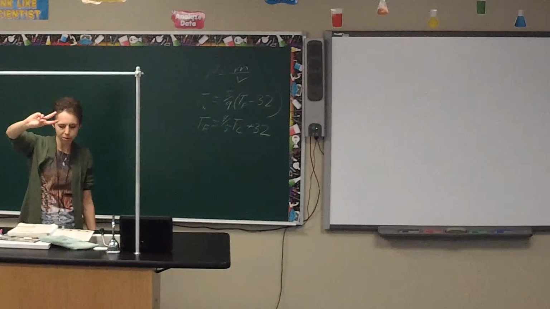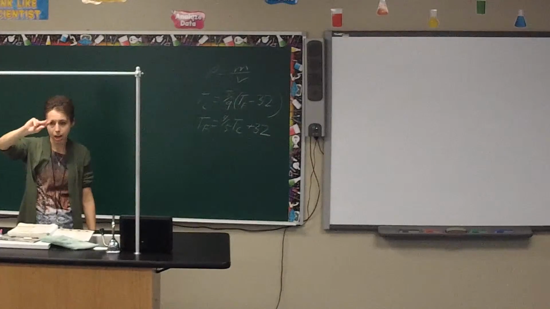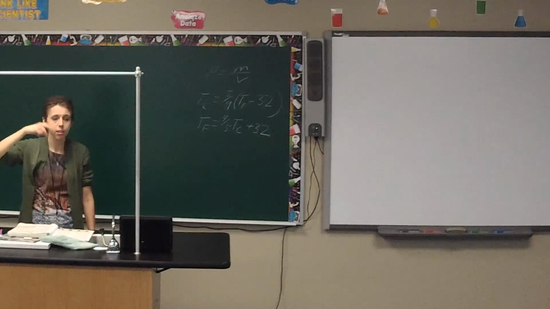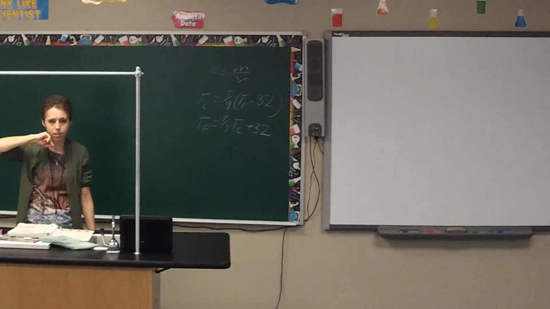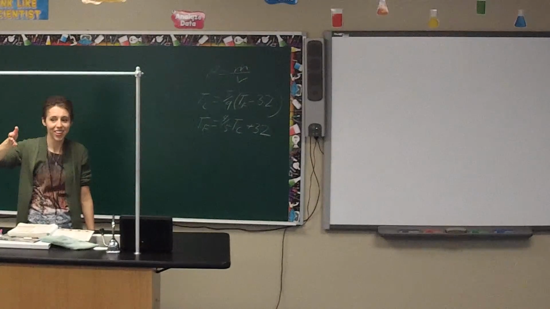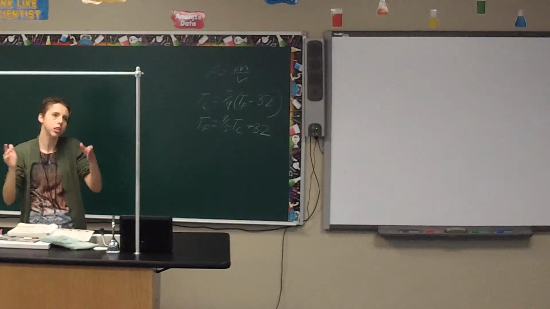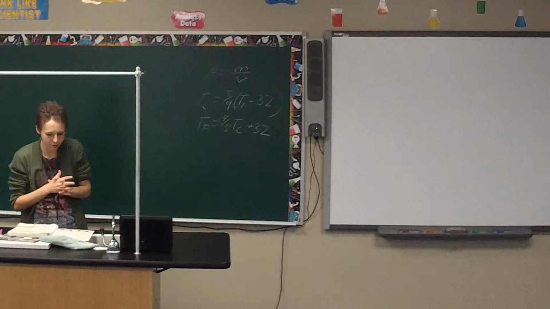Alright, there are 2 types of exact numbers. Name one. Counting. And what's the other one? Define. Like, there's 100 centimeters in a meter because that is the definition.